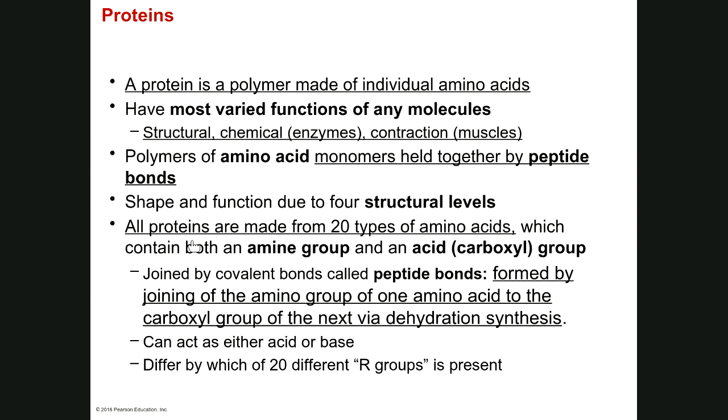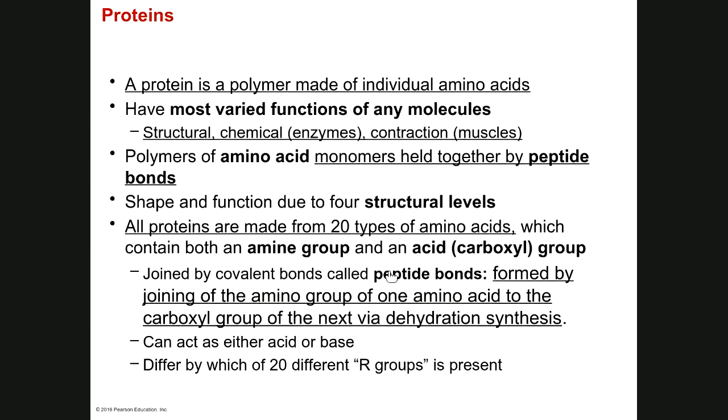All proteins are made from a combination of 20 different types of amino acids. You don't need to know all those amino acids unless you take biochemistry. You will need to know all of those and the structure of them. But here, just know there are 20 of them. But you definitely want to know that each amino acid contains these special groups. Each amino acid contains an amine group, and it contains an acidic group, also called a carboxyl, and we'll see that on the next slide.